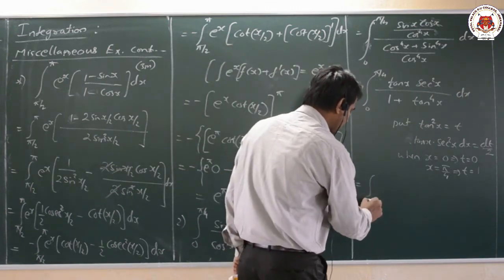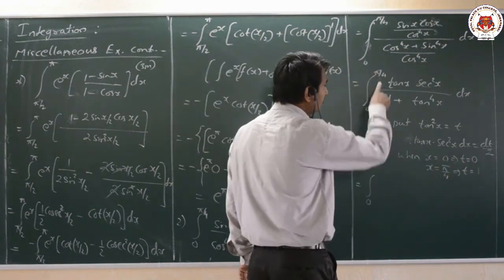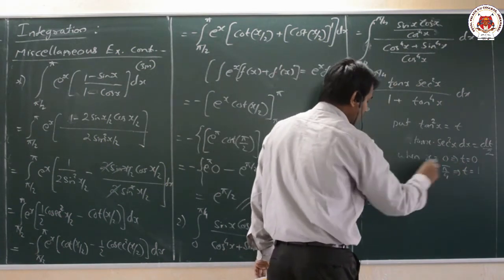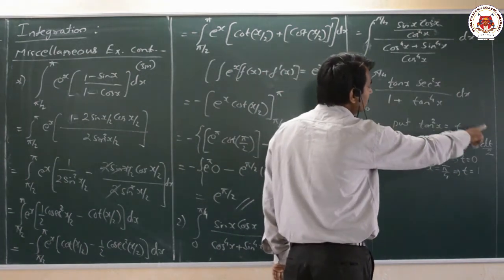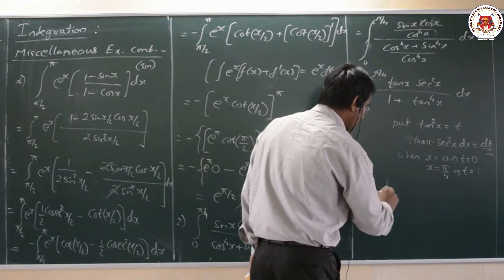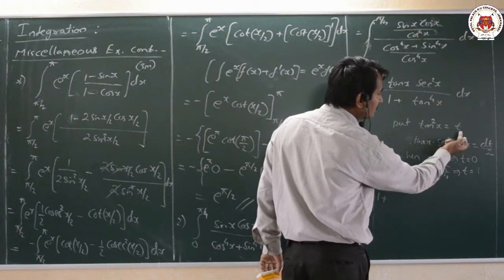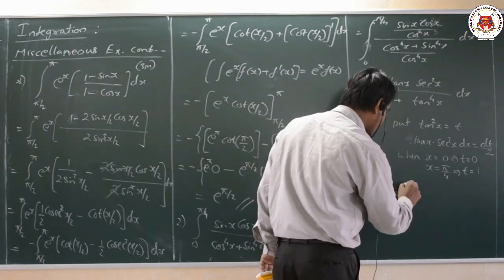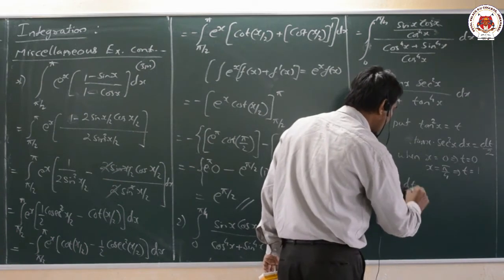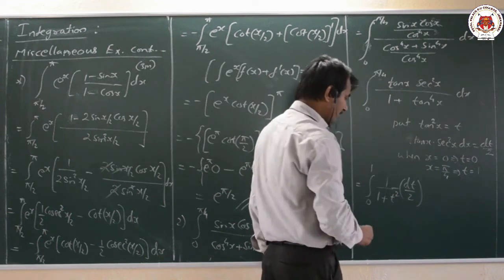What we get here is the integral where, when x equals 0, t is also 0, and when x equals pi by 4, t is equal to 1. Now, tan x secant square x dx means dt. Therefore, 1 plus tan raised to 4 x, but I had substituted tan square x as t, so I can write 1 divided by 1 plus t square into dt divided by 2. Why? Because tan x secant square x dx is dt by 2.